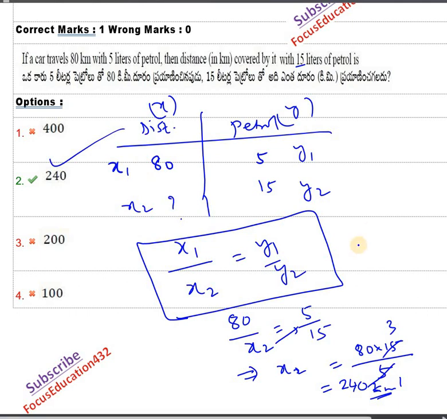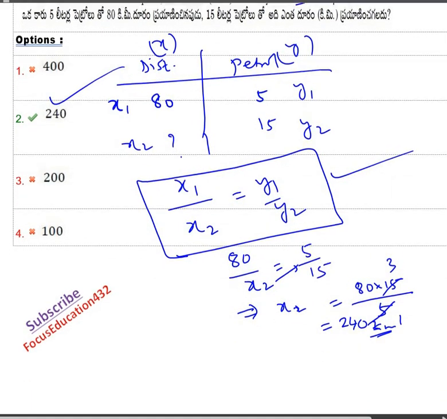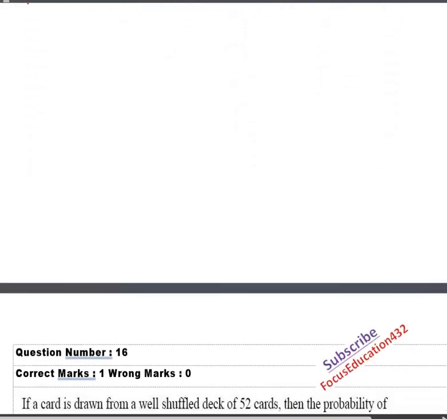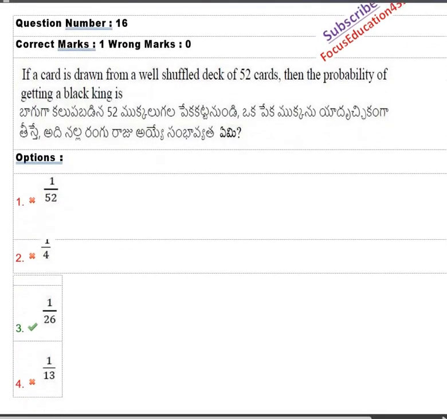So you have to remember two very important things. Identify whether it is direct proportion or indirect proportion. Secondly, you have to know the formula. Then you can do it. Otherwise, you will definitely struggle. Questions are very, very easy.